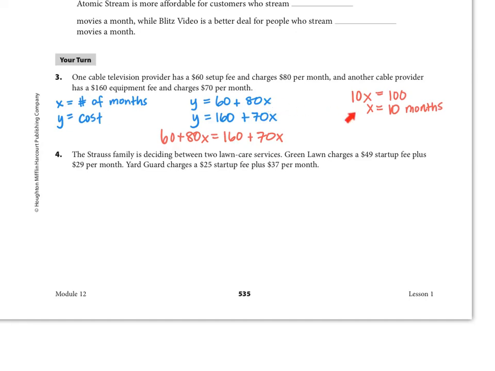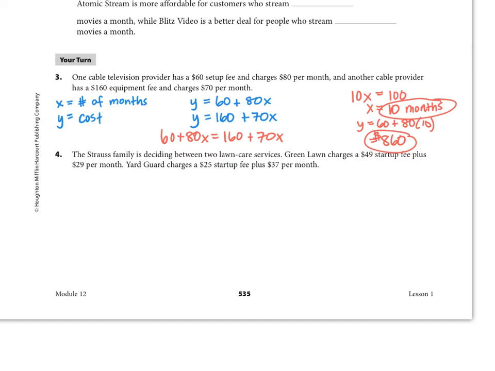If I use the value of x, which is 10, plug it into the first equation, or you could do the second one, I get y equals 60 plus 8 times 10, 60 plus 800. And that means that it'll be $860. In 10 months, the first and the second cable provider will cost the same, $860. Try number 4. Go and pause it.